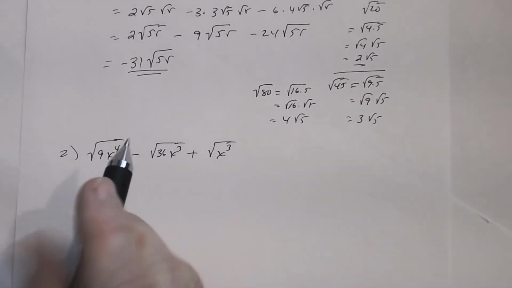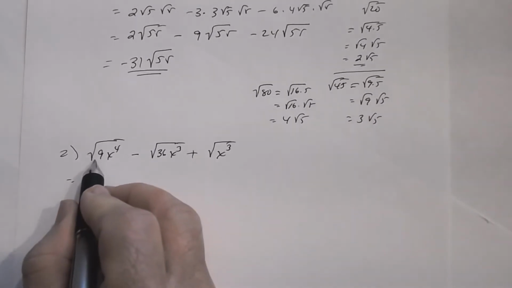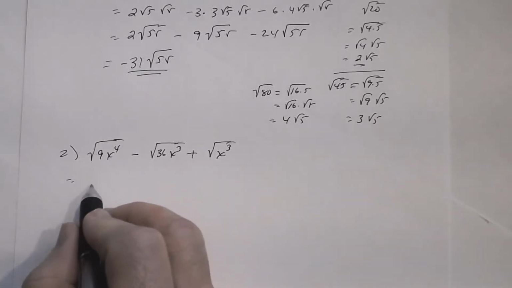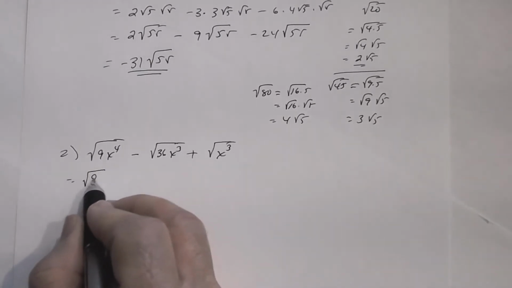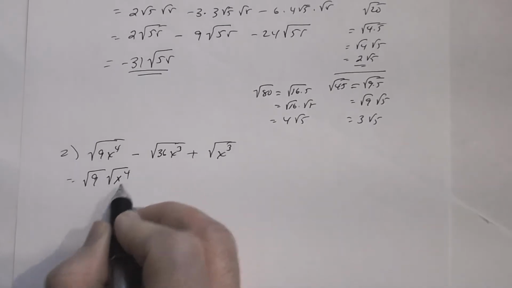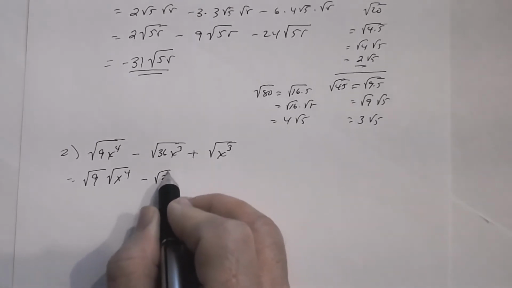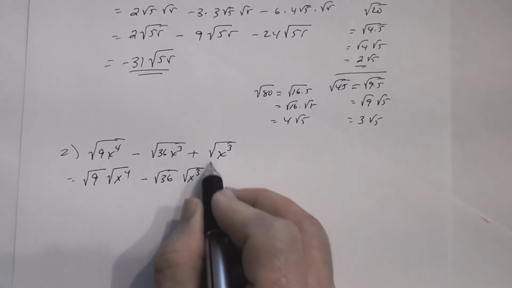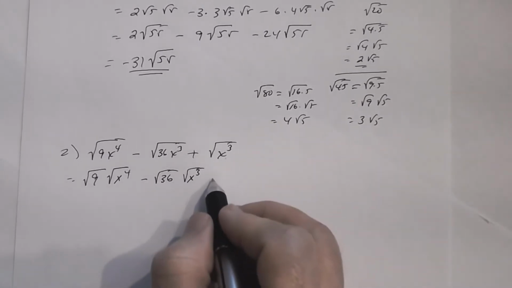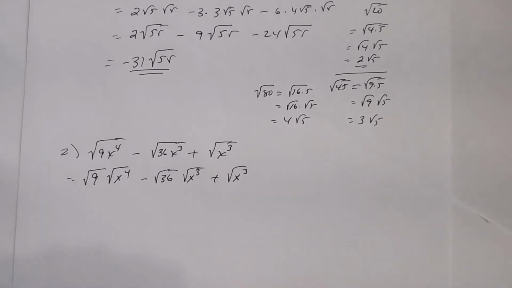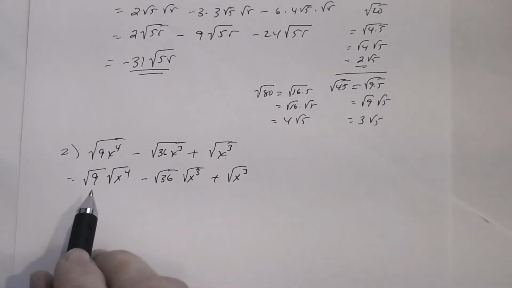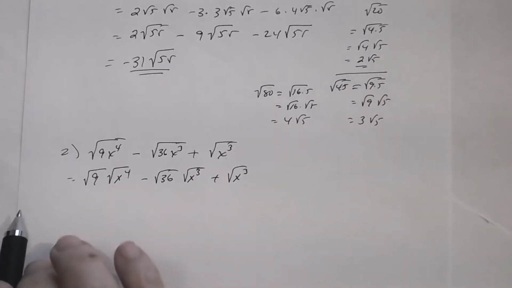So do y'all agree that the square root of 9 times x to the 4th, according to the product rule, I can write this as the square root of 9 times the square root of x to the 4th. And the same thing here, the square root of 36 times the square root of x cubed. And the same thing, well, here I'm just going to leave it as square root of x cubed. Okay? All right, now, let's talk about some of these we're going to have to remind ourselves from previous lessons.